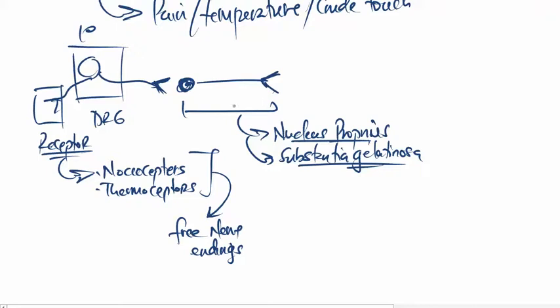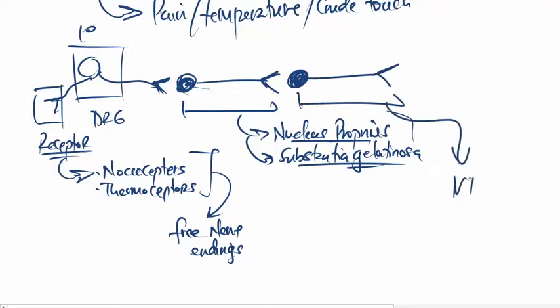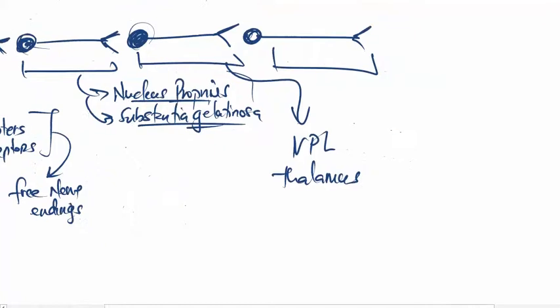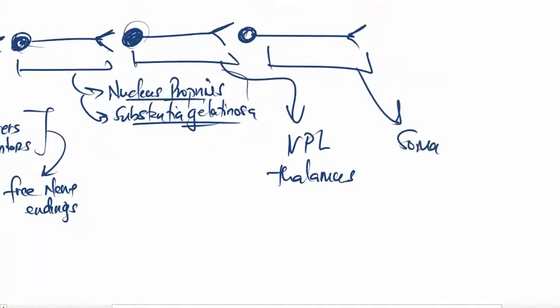So from this place here, it's going to send off an axon, and it's going to move to your thalamus. So it's going to synapse onto your thalamus, in the VPL of the thalamus. Then from the thalamus, the neuron there is going to send off an axon, and it's going to synapse onto your somatosensory cortex. Right?